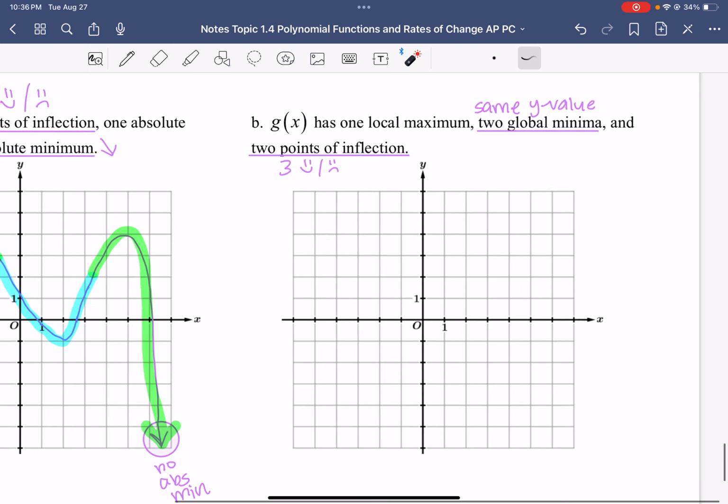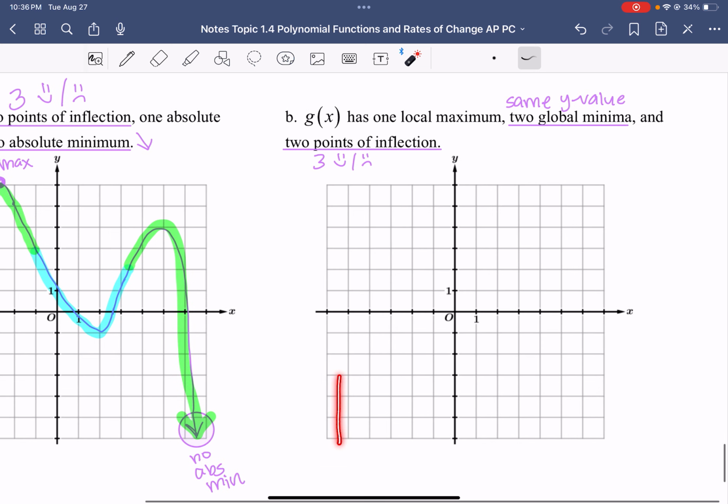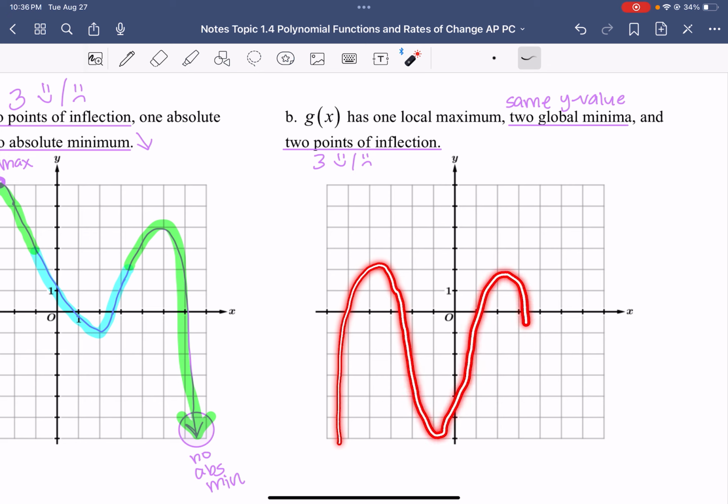Okay, so if I were to start the same way, which is like this, I could have a local maximum, but I'm not going to have two global minimums at the same spot. So it gets a little bit difficult. So it's actually easier if you start upside down.